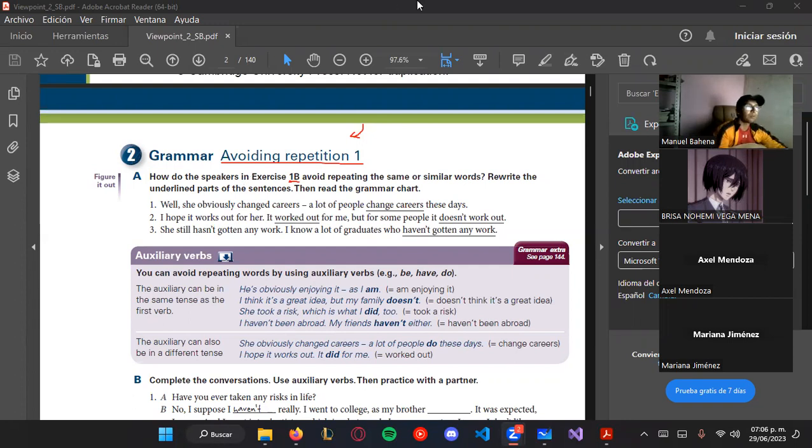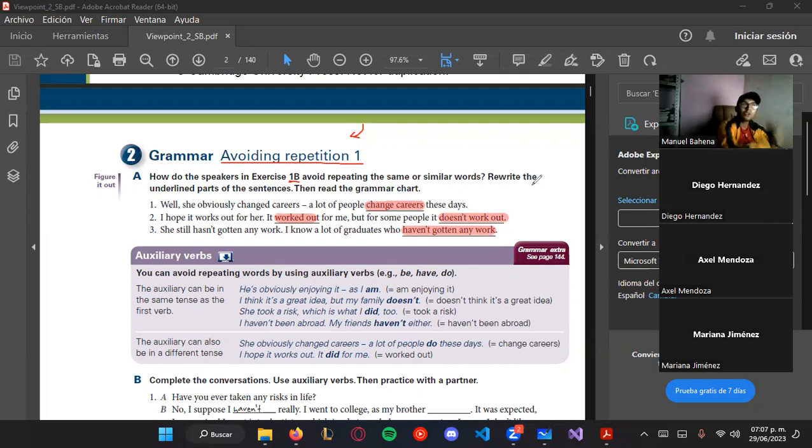Yes. See, we're going to rewrite the underlined parts. These parts right here, the ones that are underlined. These ones that now I am highlighting for you. Okay? So for example, number 1, Diego. Can you read it, please? Well, she obviously changed careers. A lot of people change careers these days.